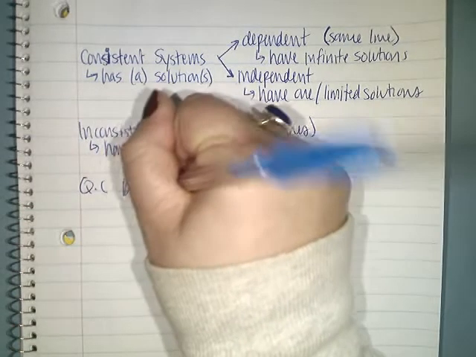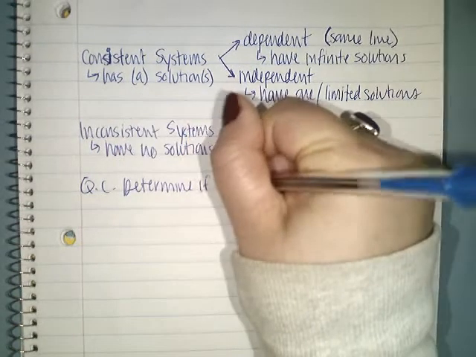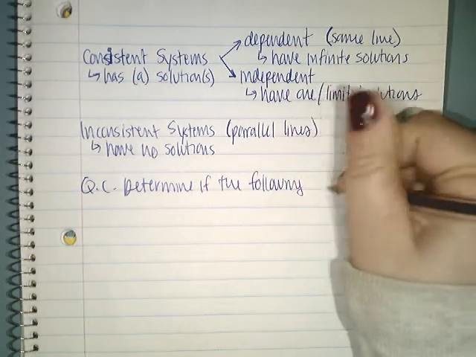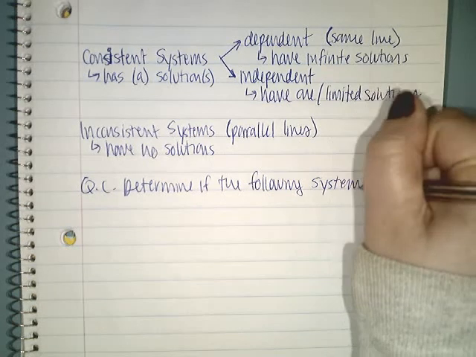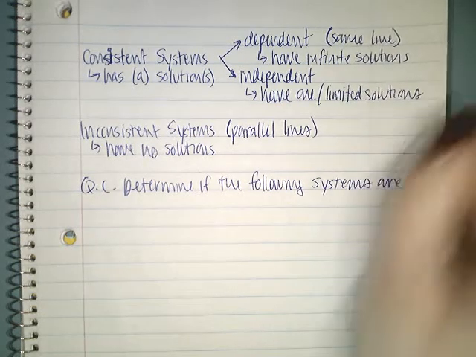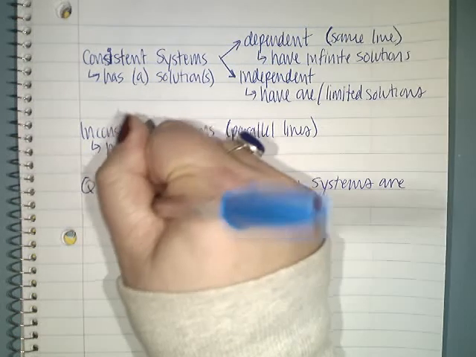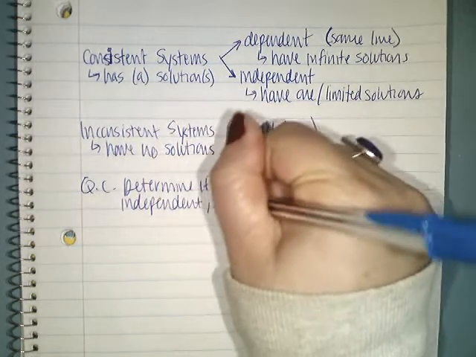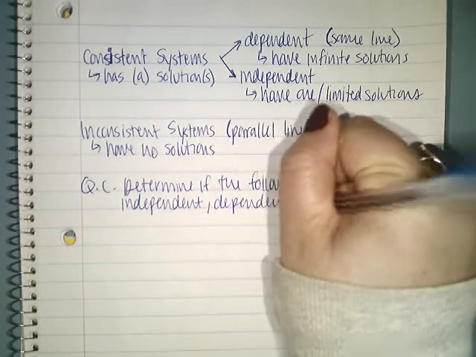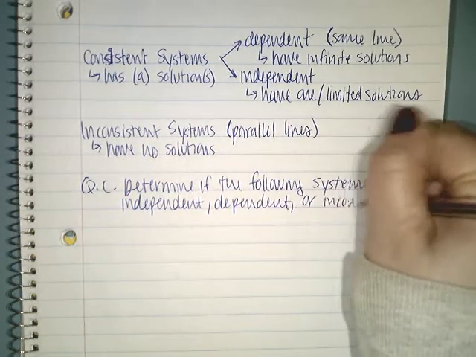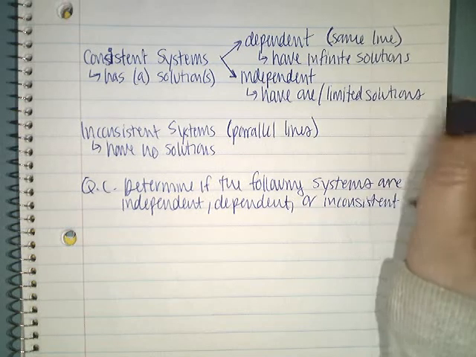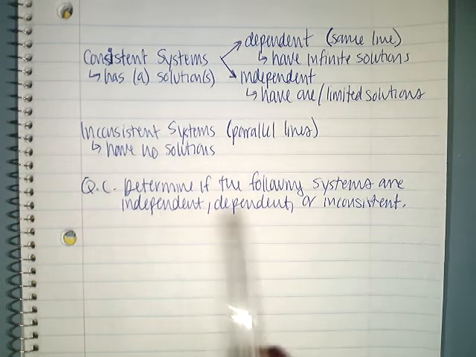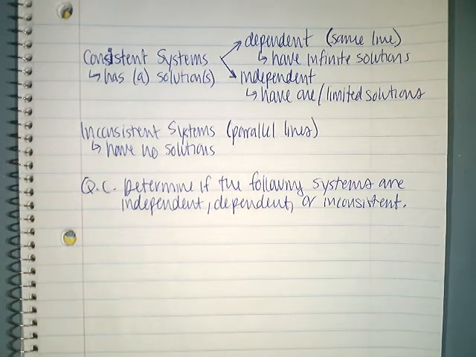Determine if the following systems are independent, dependent, or inconsistent. So all this requires that you do is figure out if they're parallel, or if not, if they're the same or if they're not the same.